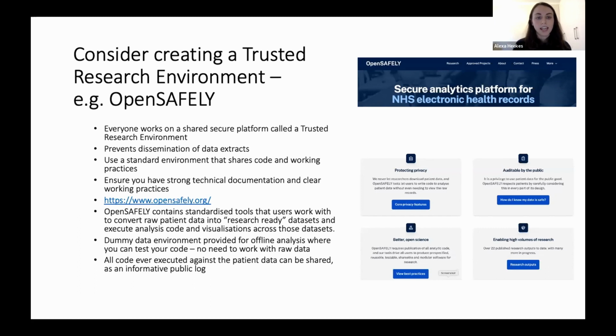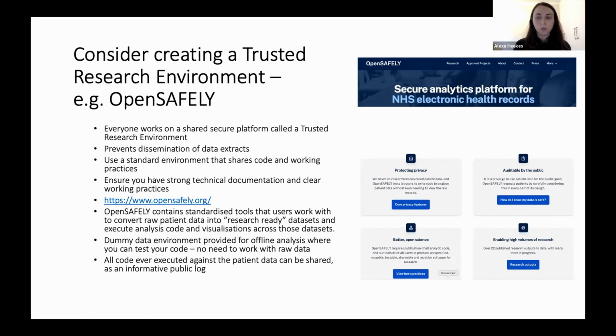But what this does is provide a standard environment where people can share code and working practices. This relies, of course, on having very strong documentation, and using a common data model like OMOP in this environment is helpful because the documentation is already done and online. If you get access, which will require your ethical clearance, you get provided with a dummy data environment. That allows you to test your code and work offline with data that resembles the raw data but is not the same. Then you can run and test your code on Open Safely in the environment and just extract your final results.